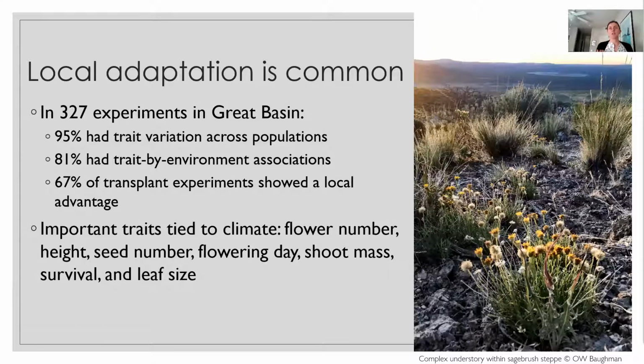Two years ago now, our lab published an article that looked at local adaptation in Great Basin plants in studies from the last 75 years. And we found that most experiments confirmed at least one of these 3 signatures of local adaptation that I've listed here on this slide.